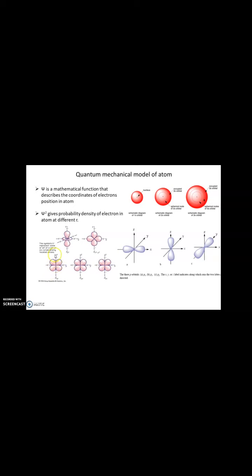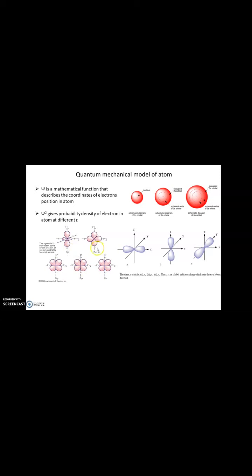This is x, this is y. So in between x and y, the lobes are present. Clear? Similarly, in case of dyz, in between y and z, the lobes are present. In case of dxz, in between x and z axis, the lobes are present. So these are the shapes of the d orbital.